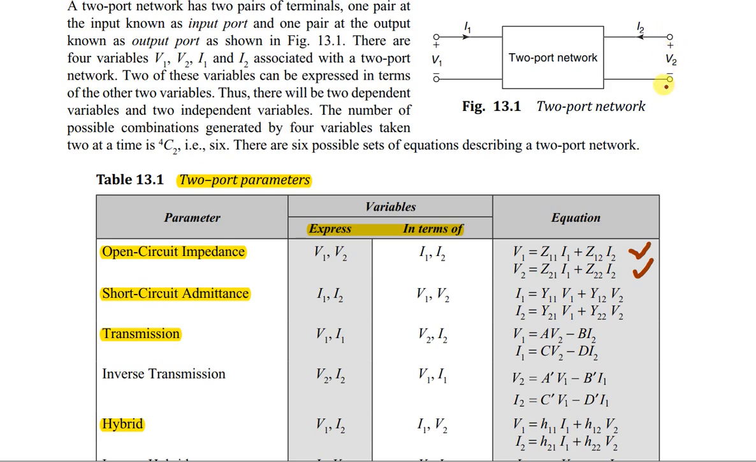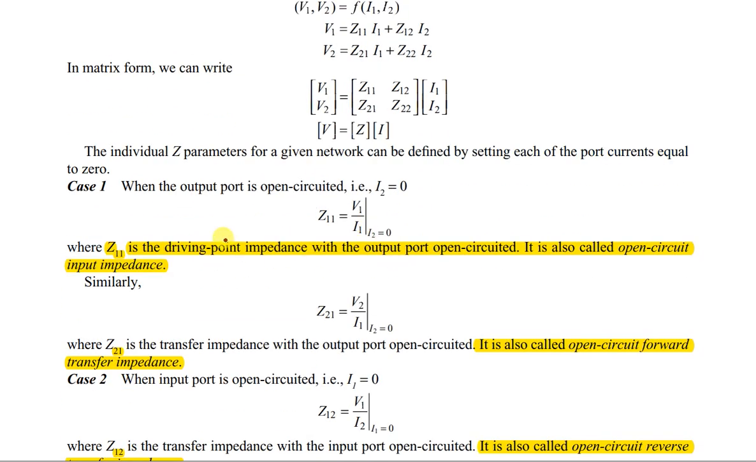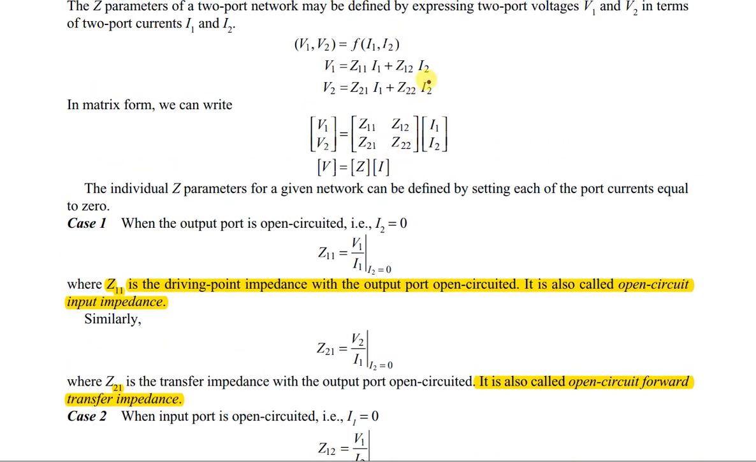Short circuit means zero resistance. Zero resistance into some current is equal to 0. So voltage becomes 0 when it is short circuit. Current becomes 0 when it is open circuit. So now when the output terminals are open circuited, I2 is equal to 0.